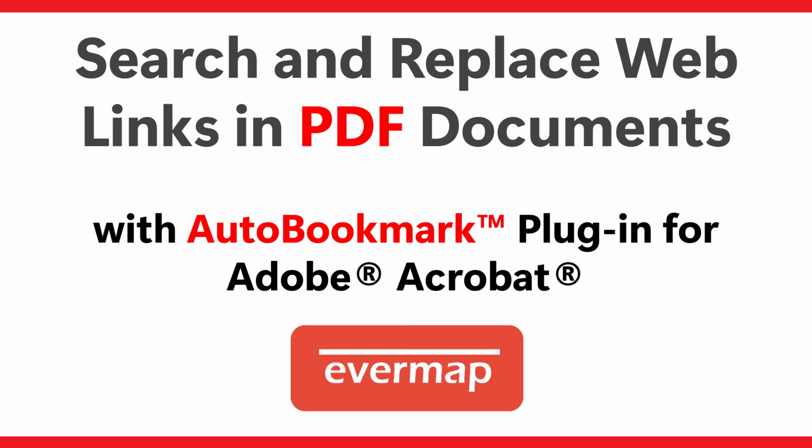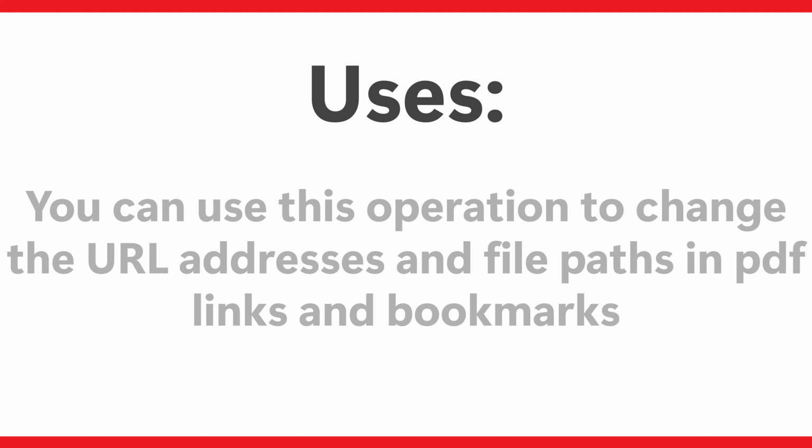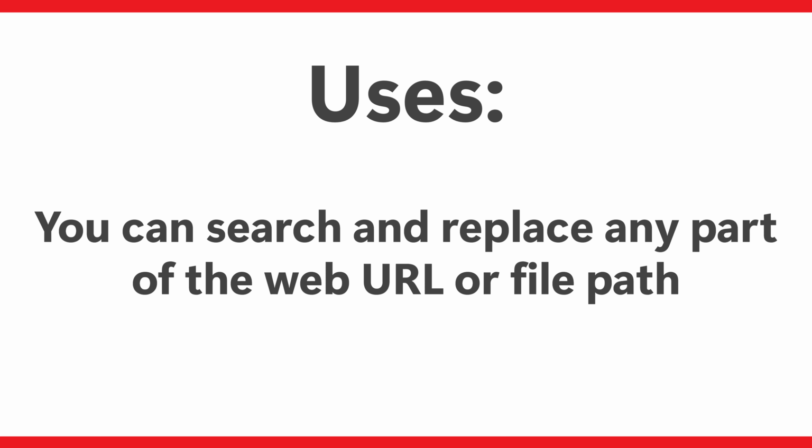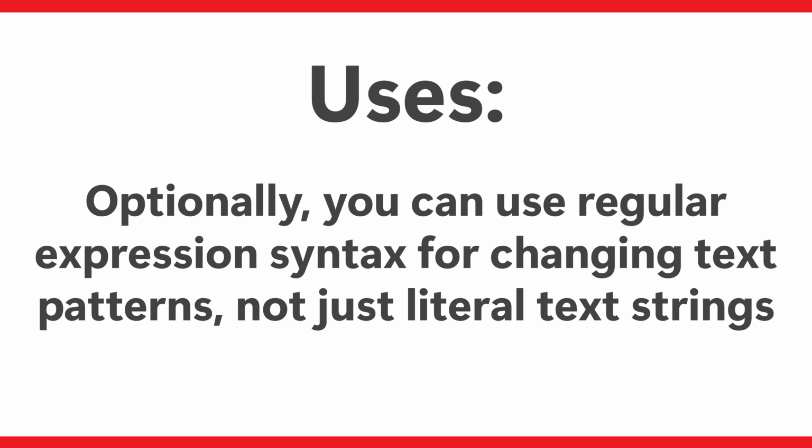In this video, we'll look at how to search and replace web links in PDF documents using the AutoBookmark plugin for Adobe Acrobat. You can use this operation to change the URL addresses and file paths in PDF links and bookmarks. You can also search and replace any part of the web URL or file path. Optionally, you can use the regular expression syntax for changing text patterns, not just literal text strings.